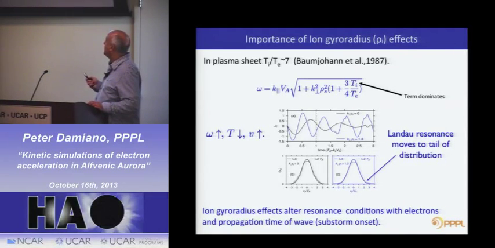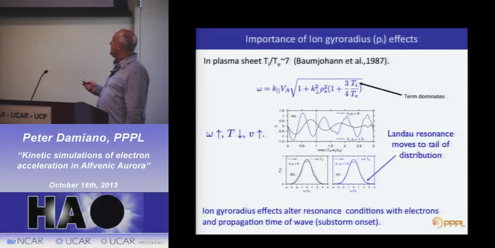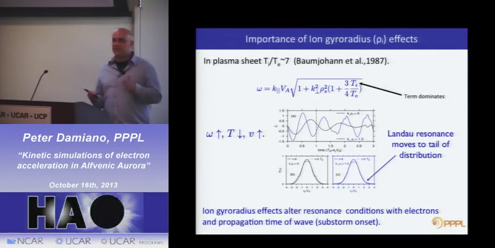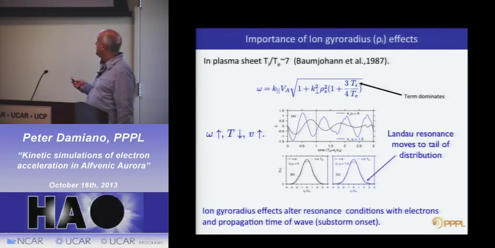Now if we make k perp rho on the order of 1, you've increased the phase velocity of the wave substantially, so that you're moving the Landau resonance position into the tail of the distribution. The strength of the coupling is dependent on the slope of the distribution function. So as you get to the tail, the coupling becomes much weaker, and you see that you're almost taking no energy from the wave.